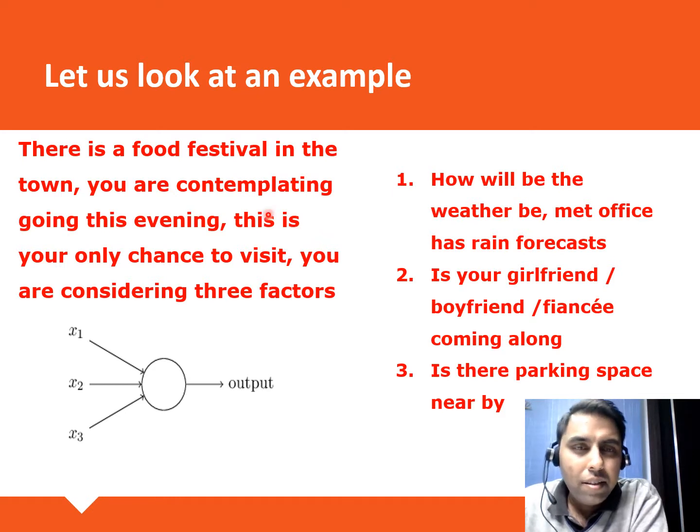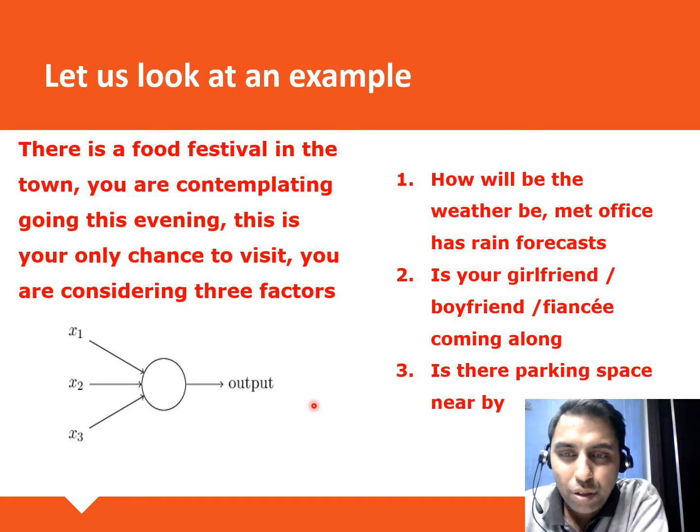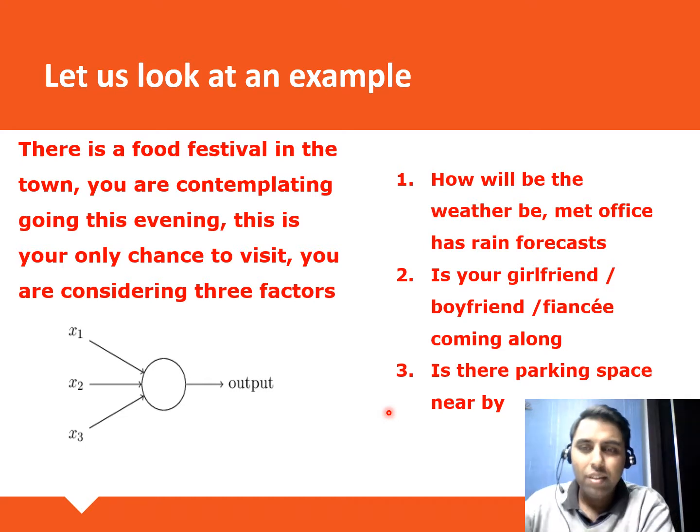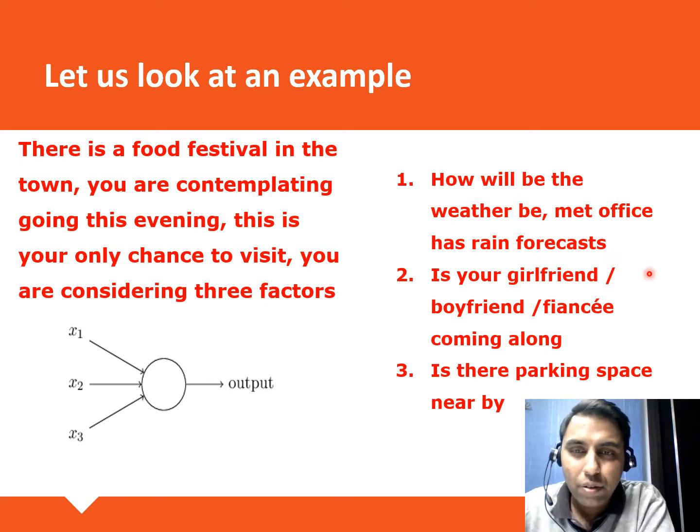So let's say there is a food festival happening in the town, and you're contemplating whether or not you want to go this evening, and assume that this is your last chance to visit. In order to decide whether or not you want to go to the food festival, there are three questions or three deciding factors that you are considering. The first deciding factor is about the weather. How will the weather be? There are some forecasts for rain, so you're very skeptical about that. So you want to be very sure that the weather is acceptable.